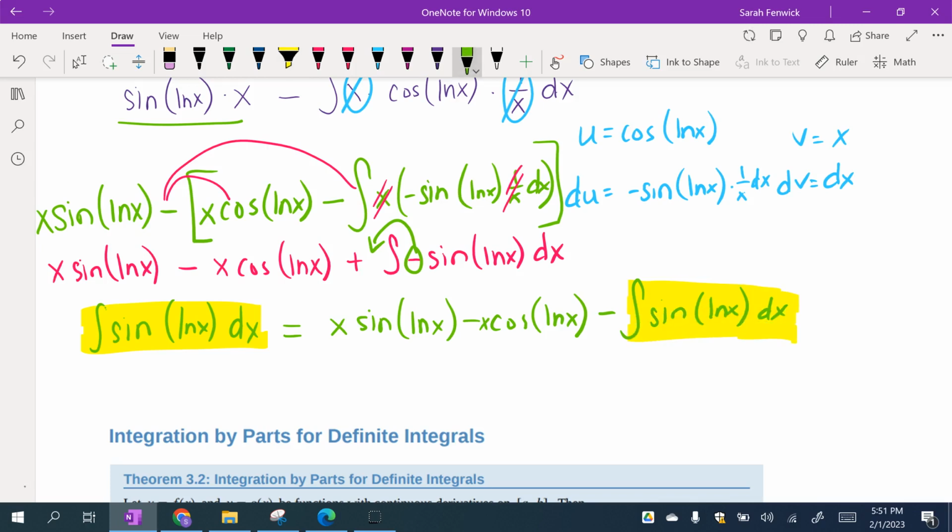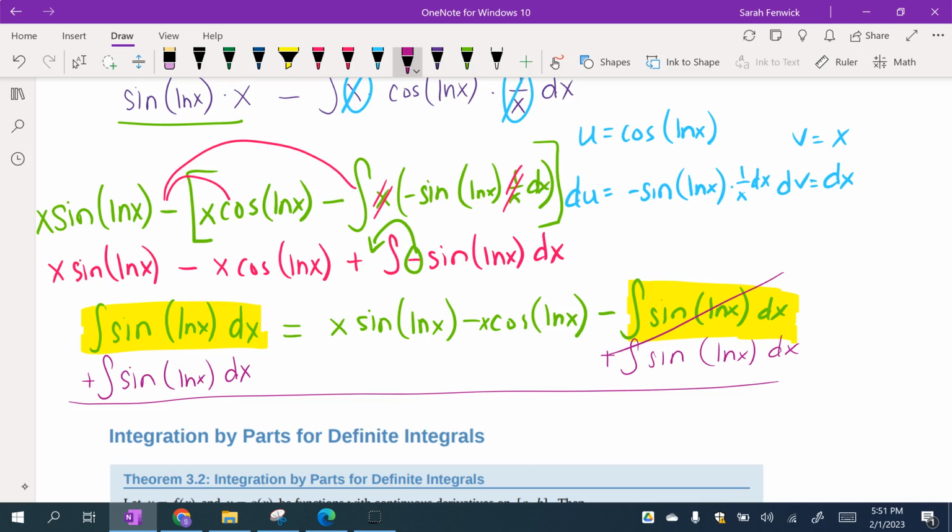So what we'll do to solve this is we will add the original to both sides, which is what you do when the original comes back up. So we have 2 times the integral of sine ln x dx equals x sine ln x minus x cosine ln x.